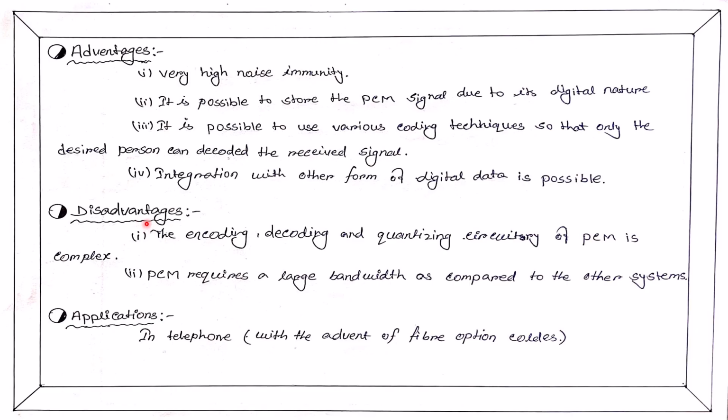Disadvantages of PCM: the encoding, decoding and quantizing circuitry of PCM is complex. PCM requires a large bandwidth as compared to other systems. Applications of PCM: telephone and voice transmission, audio and video recording, etc.